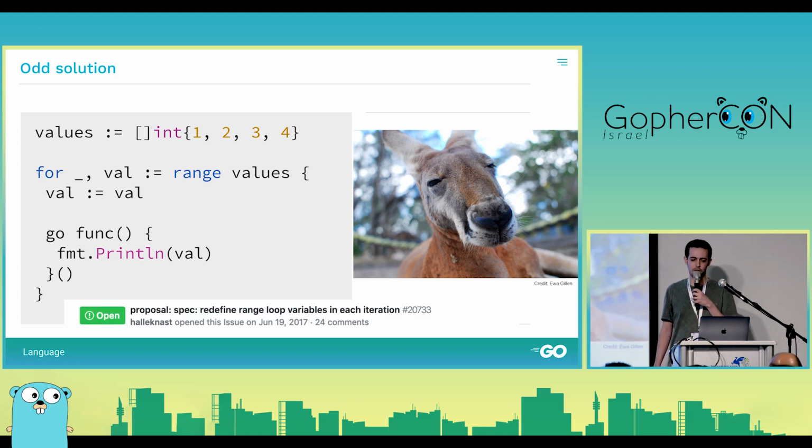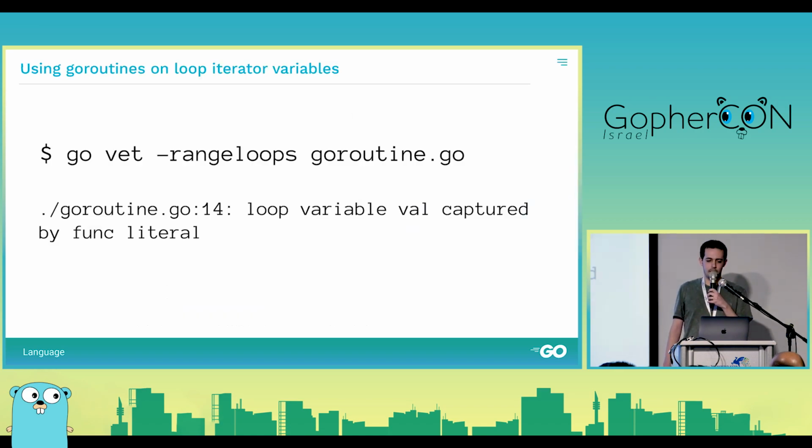By the way, there is also an open proposal issue for changing this behavior for Go to redefine range loop variables in each iteration. And you can use go vet to get notes on this specific behavior. Just run it against your source file.